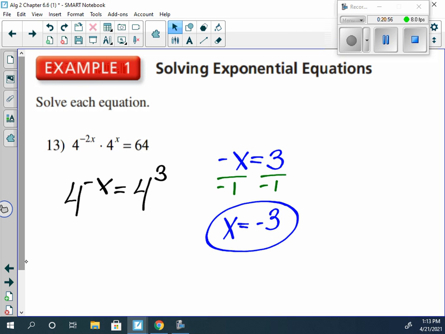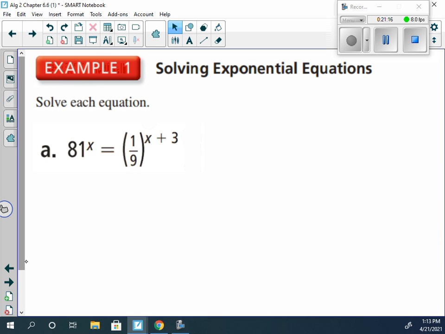Any questions on anything we've done so far? So really a lot of what we're doing here is just rewriting both sides so that the bases are the same. Because if I can get the bases the same, then we set the exponents equal to each other. So this here is very much like the first one that we did.